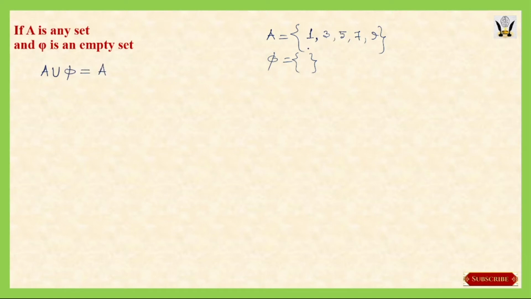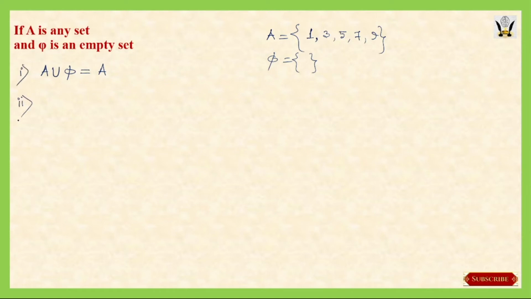Why? Because A has 5 elements and phi has no element, and union is basically addition of two sets. So in that new set, the elements will belong to either A or phi here. And since phi has no element, in the new set, which is the union of A and phi, definitely all the elements will come from A only, or all the elements will belong to A only. So this is the result.